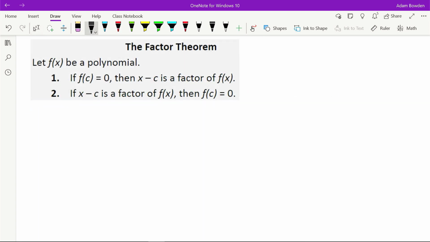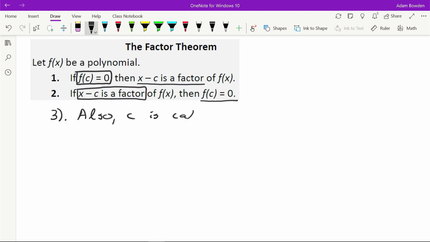That gives rise to what's called the factor theorem, which basically tells us that if f of c is equal to 0, then x minus c is a factor of our function. Conversely, if x minus c is a factor, then our remainder must be equal to 0. We could even add a third thing to this. It also means c is also called a root, or zero, of f of x, which is ultimately a good thing to know if we're trying to solve. And that's what we're actually going to be looking at in the next few examples.